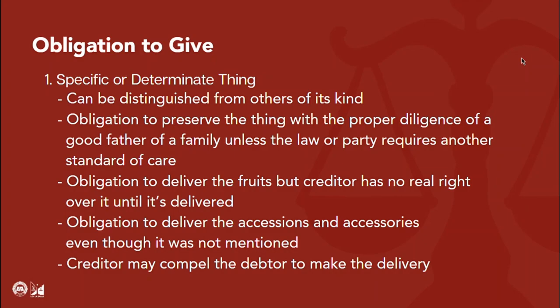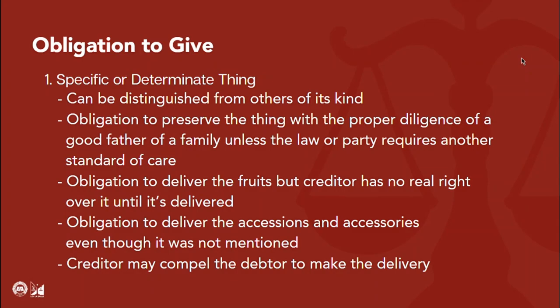There is the obligation to deliver the fruits, but the creditor has no real right over it until it is delivered. There is also the obligation to deliver the accession and accessories, even though they were not mentioned. Here, the creditor may compel the debtor to make the delivery.